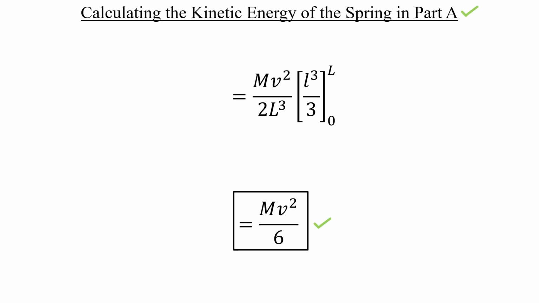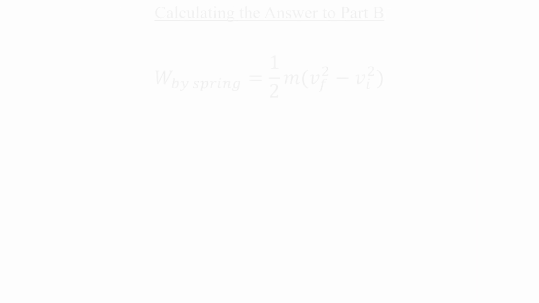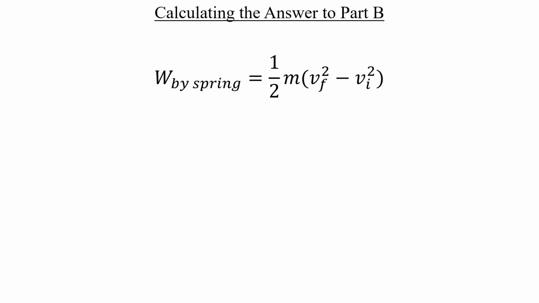That's it for part A. Now we're ready to tackle the rest of the problem. In part B, we're going to calculate what the velocity of the ball is before factoring in our derived equation that we just worked for. That way we can compare the results.